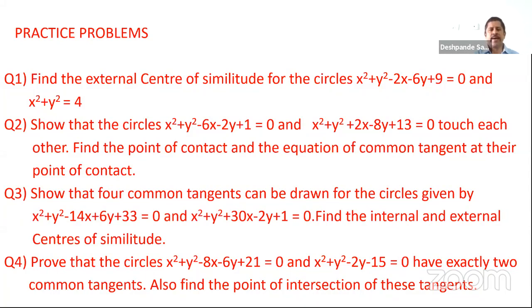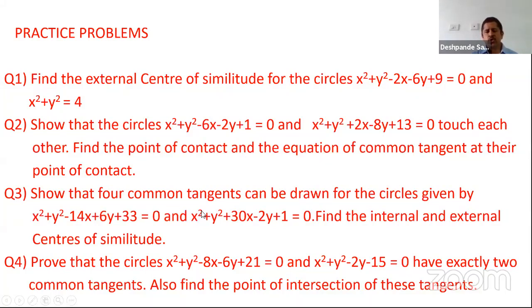So you just try to practice here, find the external center of similitude. So you have 2 circles here. When you say external center of similitude, the ratio should be either R1 is to minus R2 or minus R1 is to R2. Then 2 circles touching each other. So again, you are going to find the centers. You have to see whether C1C2 is equal to R1 plus R2 or C1C2 is equal to modulus of R1 minus R2. Then find the point of contact and equation of common tangent.